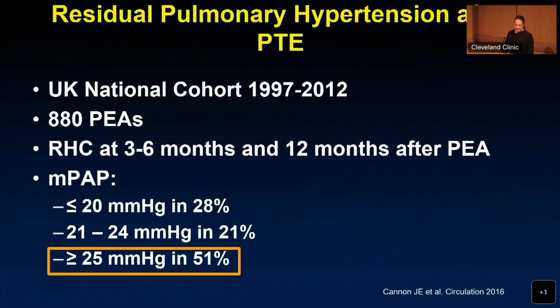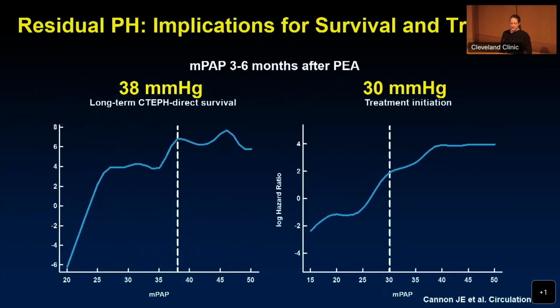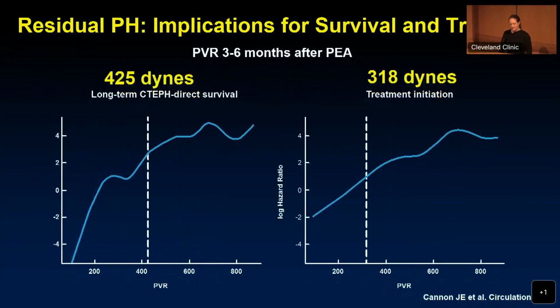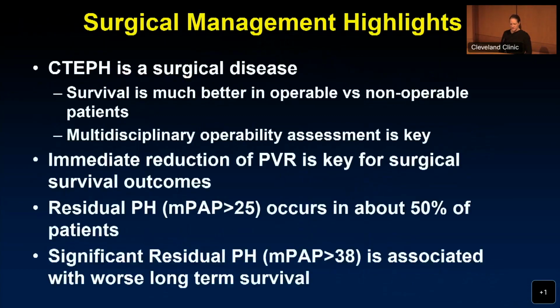Residual pulmonary hypertension after PTE is something that's a little bit of a moving target in terms of defining it. It happens in about 50% of patients if we use the mean pulmonary pressure of 25 as a cutoff. It has an impact on survival when your mean pulmonary pressure is greater than 38, and typically treatment is getting initiated at around 30. And this is in right heart catheterizations measured about 3 to 6 months after surgery. It's just the PVR data that's the same.